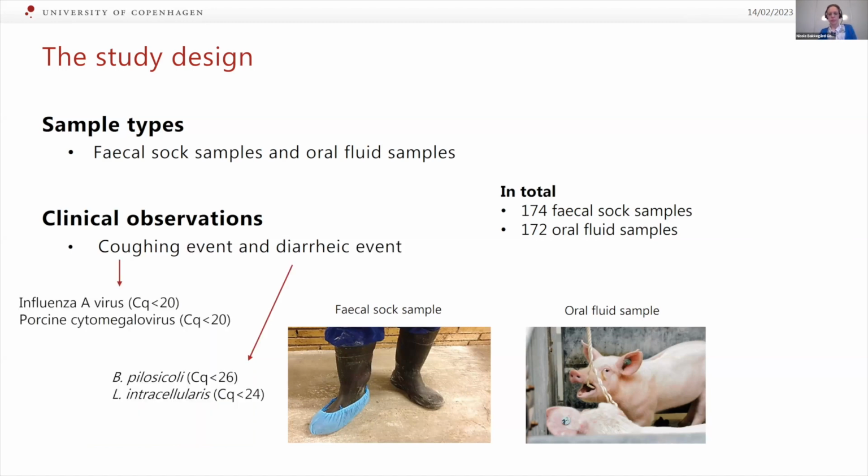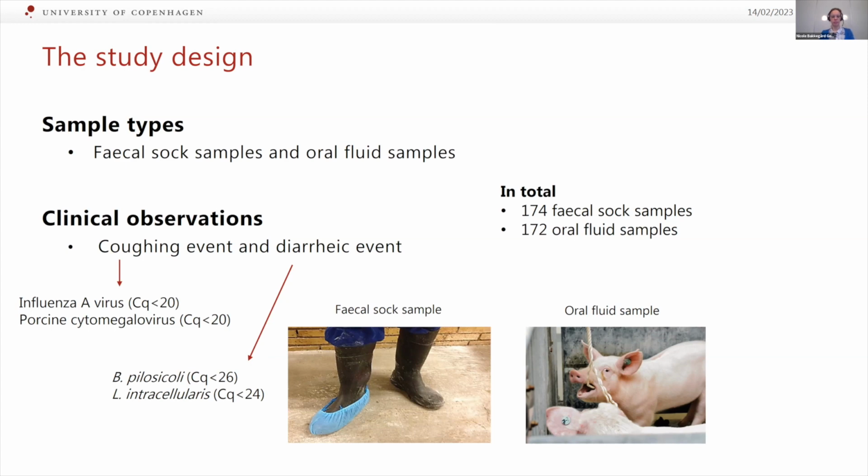In this study, we found that there was a significant correlation between the presence of the viruses influenza A virus and porcine cytomegalovirus and a coughing event, if these 2 viruses were present with a Cq value below 20. Furthermore, we also found a significant correlation between the presence of the bacteria Brachyspira pilosicoli and Lawsonia intracellularis and a diarrhea event, if these 2 bacteria were present with a Cq value below 26 and 24 respectively.